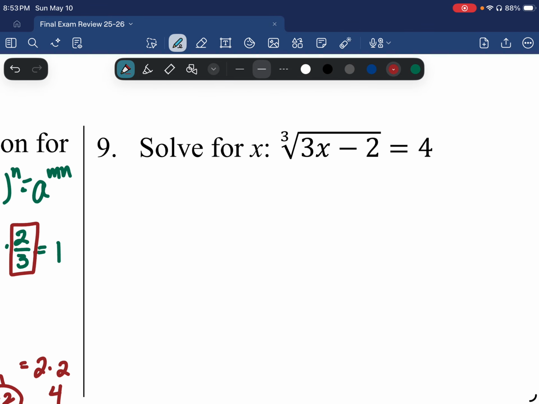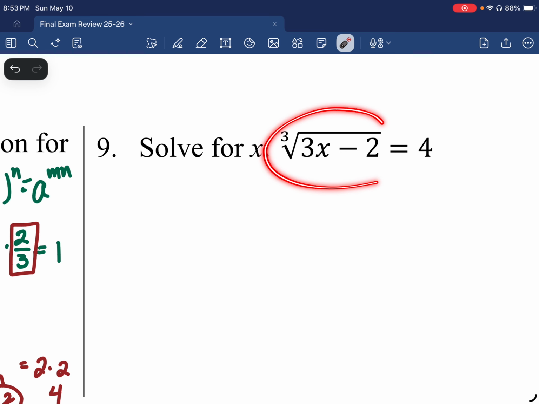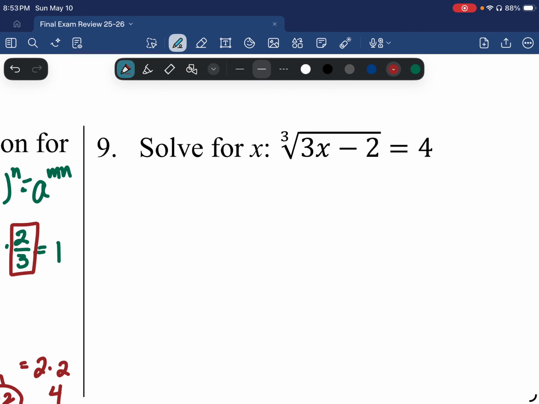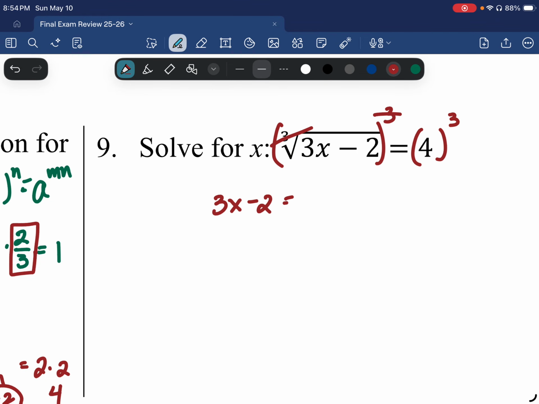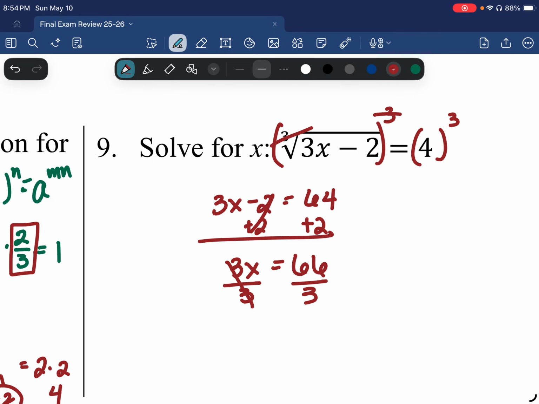Solve for x. Now we have a cube root problem, and so we need to make sure that the cube root is isolated, which it is, and now we can undo the cube root. We undo a cube root by cubing both sides of the equation. The cube and a cube root are inverses, so those will cancel, simply leaving us with 3x minus 2, and 4 to the third is 64, 4 times 4 times 4. Now we're going to simply solve for x, and we end up with 66, divide both sides by 3, and x is equal to 22.